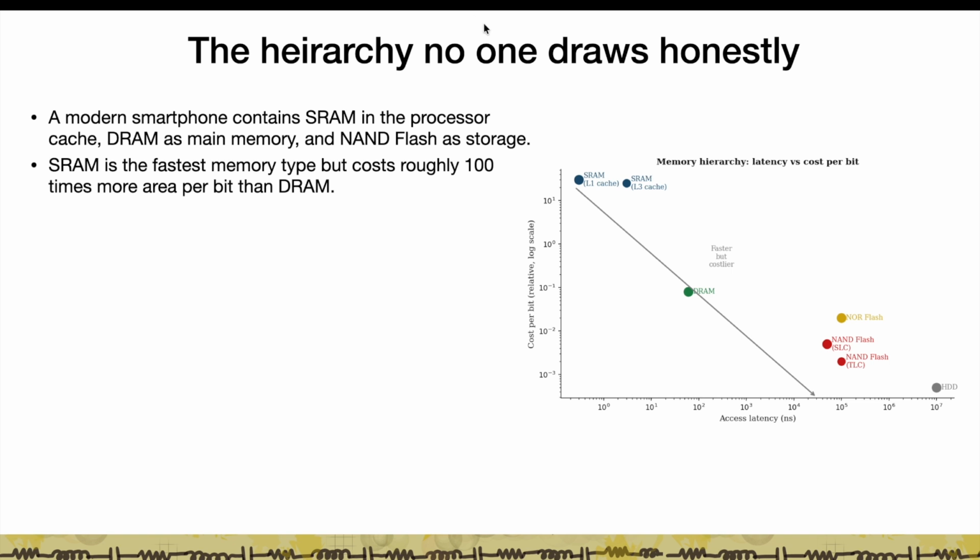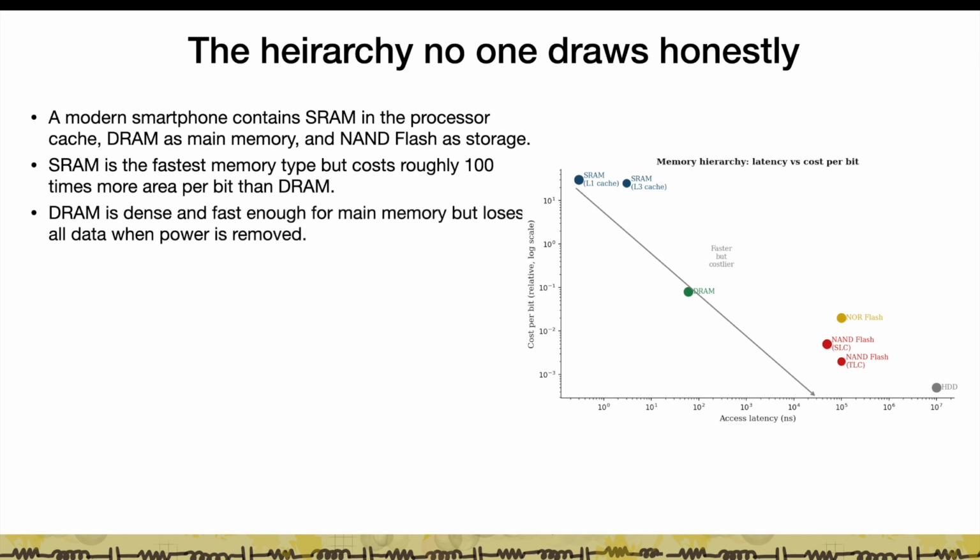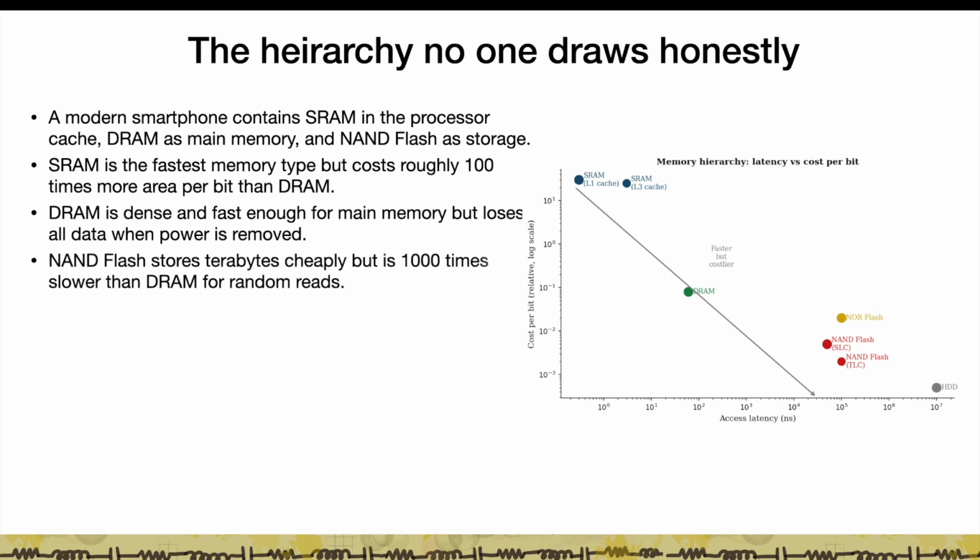Now, the figure on the screen plots access latency against cost per bit on a logarithmic axis for every major memory technology. Read it from the upper left to the lower right. SRAM at the top left, fastest access, highest cost per bit. NAND flash at the lower right, slowest access, lowest cost. DRAM in the middle. HDD at the extreme lower right, slower than flash but cheaper still.